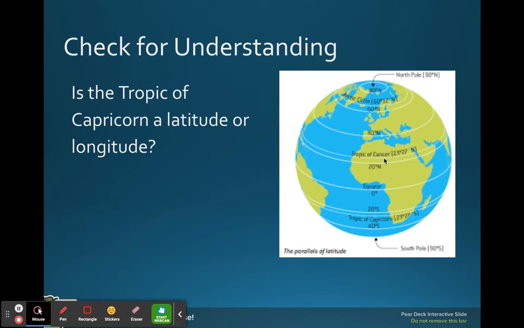The first check for understanding that you're going to do is: is the Tropic of Capricorn a latitude line or a longitude line? You can see from this picture that the Tropic of Capricorn is this line right here. So is that latitude or longitude?